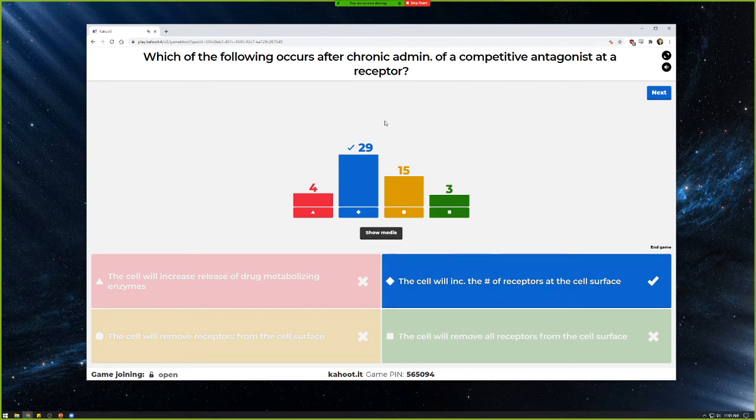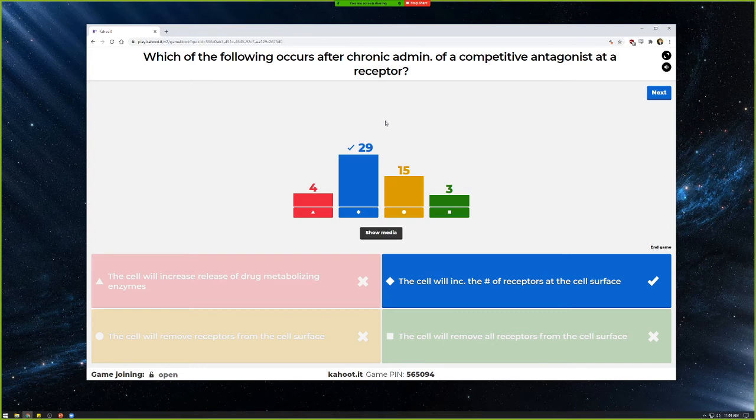All right, yeah, absolutely. So remember, we're giving a competitive antagonist, so we're sticking to the receptor, but we're not activating, right? We're blocking that. So overall, we're decreasing activity at those receptors. The cell can detect that and say, hey, wait, there's not enough activity going on here. So they'd actually upregulate the number of receptors at that cell surface. So it's an example of upregulation.